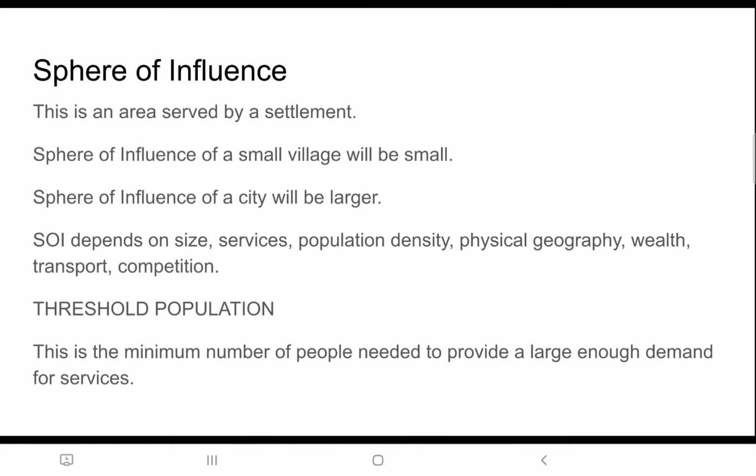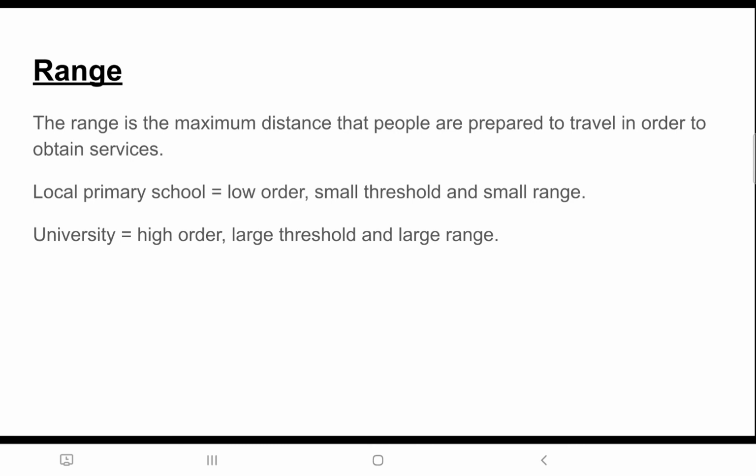So the high order services, like your university, will usually be found only in larger settlements, and these settlements will also have a large number of low order services within them as well. We also have what is called the range. Now, this is a maximum distance that people are prepared to travel in order to obtain services.